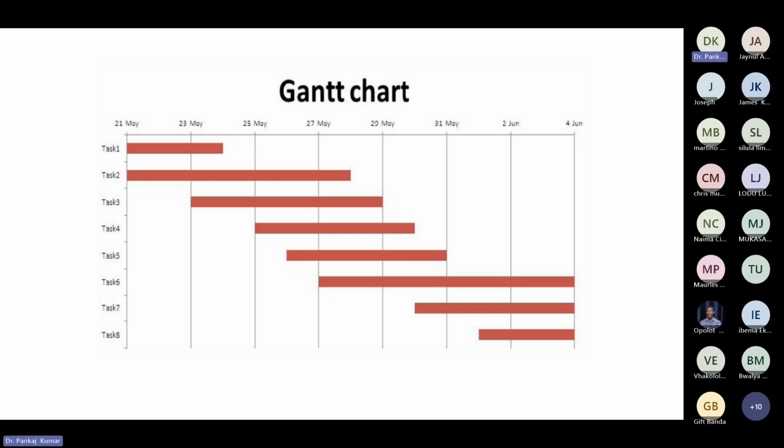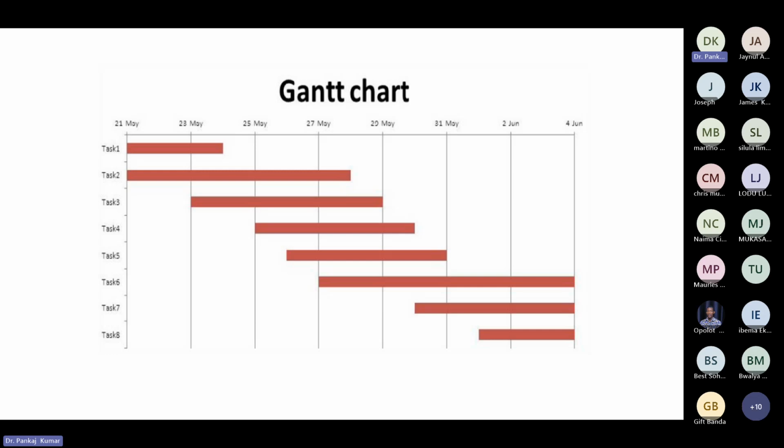I am showing you once again. I hope you have seen the Gantt chart. Have you studied it earlier? Are you familiar with the Gantt chart? Anyone? Yes, I am not familiar with the Gantt chart, sir.